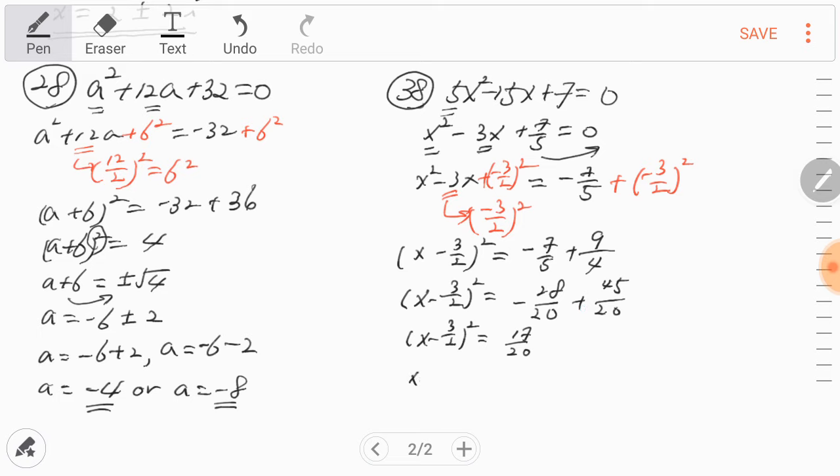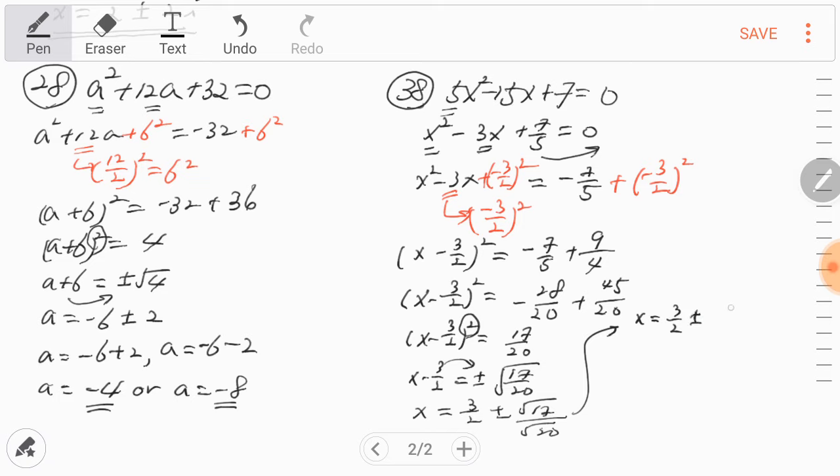Alright, so x − 3 over 2 is equal to, get rid of this exponent, then the right side is what? Plus or minus the square root of 17 over 20. So x equals what? 3 over 2. Move this one to the right. 3 over 2 plus or minus the square root of 17. Separate the numerator and the denominator. So x equals 3 over 2 plus or minus the square root of 17. How about the denominator? The denominator is 4 times 5. So 2 square root of 5.